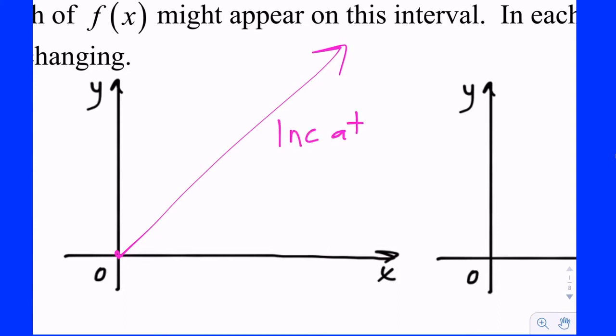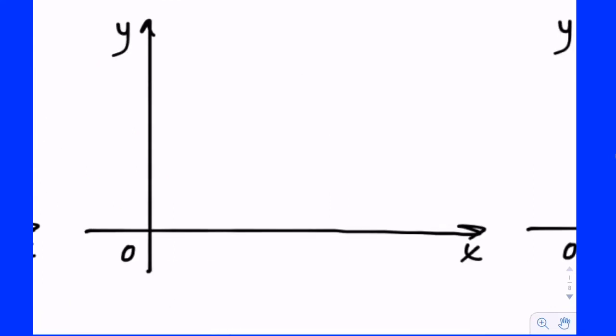The graph's going uphill, right? So the derivative is positive because the y values are changing. But are the slopes changing? No, it's a line. What do we know about the slope of a line? It is constant. So it's increasing at a constant rate. Do we need calculus to evaluate those things? Not necessarily. It could also increase like this.